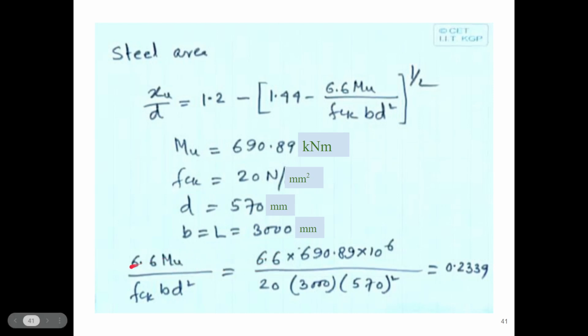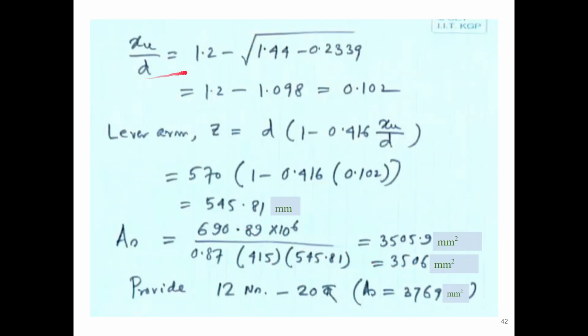So putting these values, 6.6 Mu by fck bd square comes to be 0.2339. And therefore the xu by d value will be 1.2 minus square root of 1.44 minus 0.2339, which comes to be 0.102. And therefore the lever arm z value will come to be d into 1 minus 0.416 into xu by d. So substituting the values, we get the value of z as 545.81 millimeters.